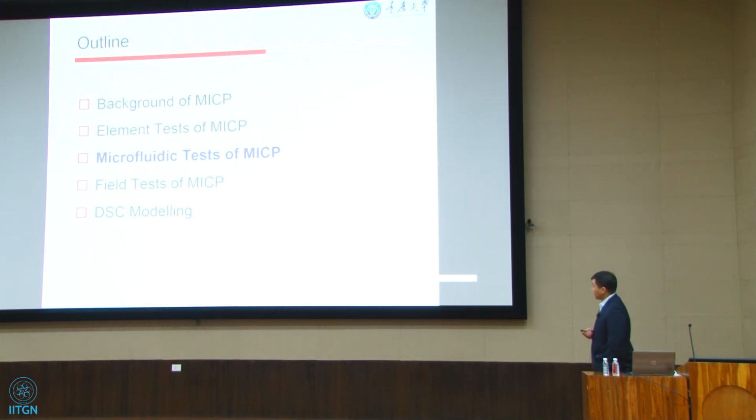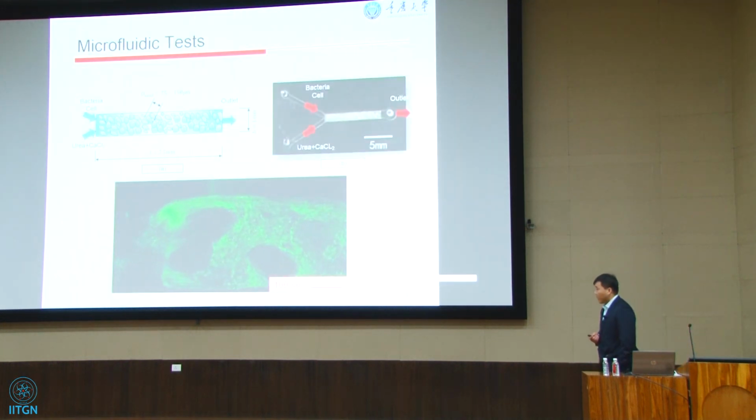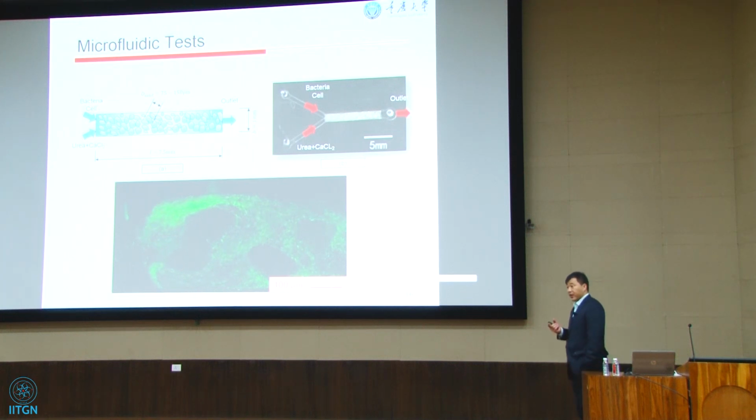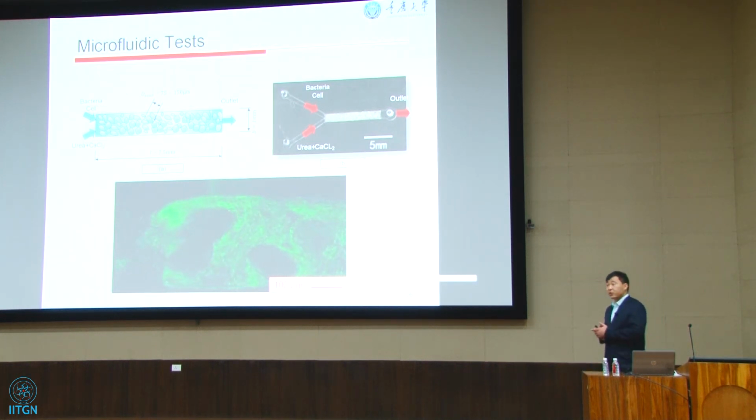The sixth section is a microfluidic test on MICP. If we want to know how the calcite is produced in this MICP process, we use this microfluidic test. The green light here denotes the bacteria. You can see that the bacteria are moving around the sand surface and that will produce the calcite. This is the first one in the world from our research group to do this job.